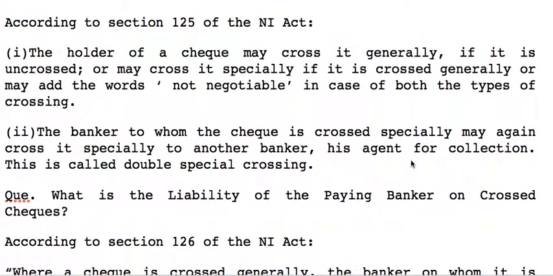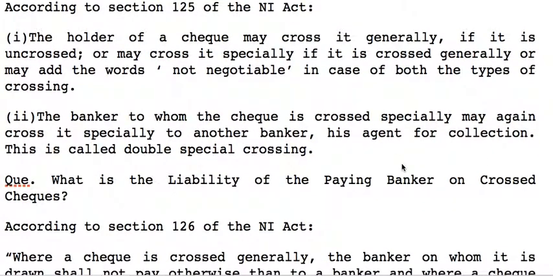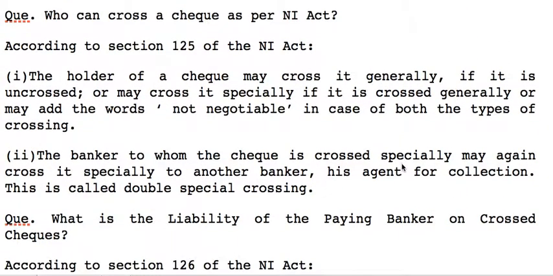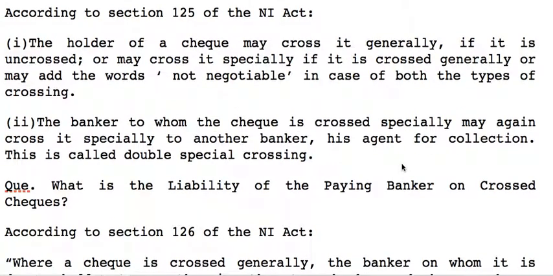Now Section 125 covers one more important aspect, and that is who can cross a check. Who can cross a check? Because a check is in different hands. Today it is in the hands of, suppose, the drawer. It can be in the hands of a holder. It goes in the hands of a banker also, who is collecting the check on behalf of the customer.